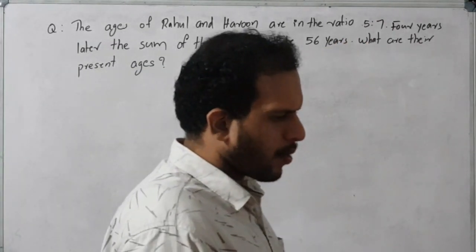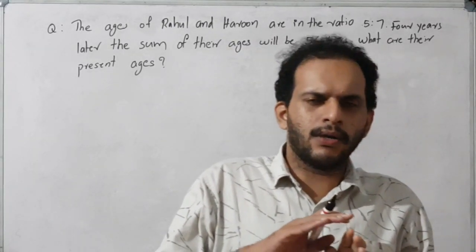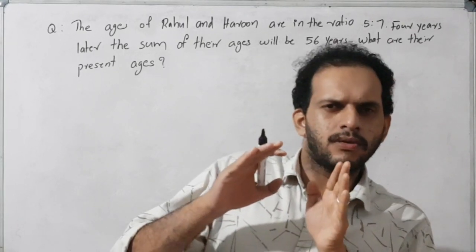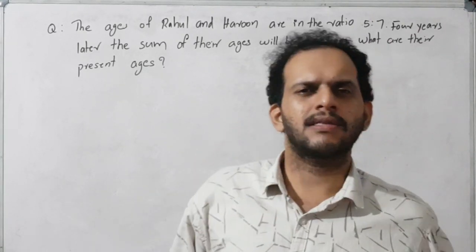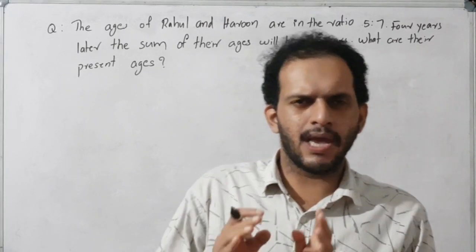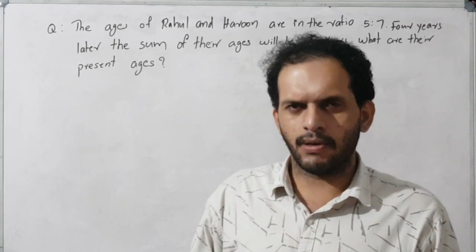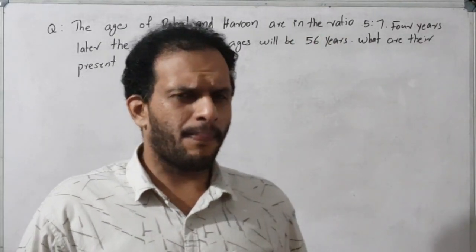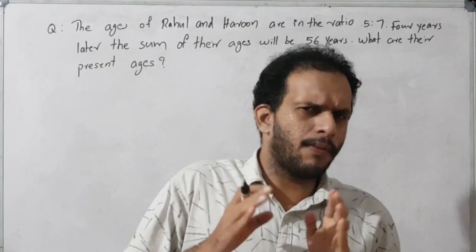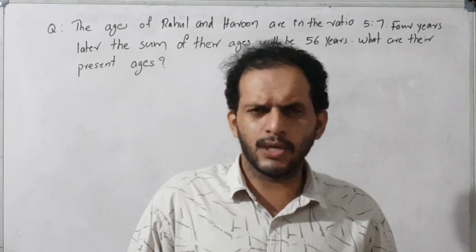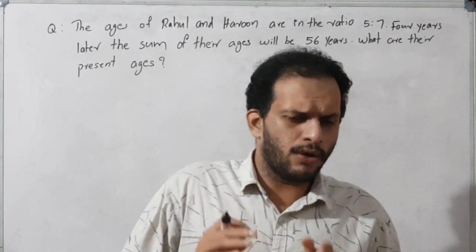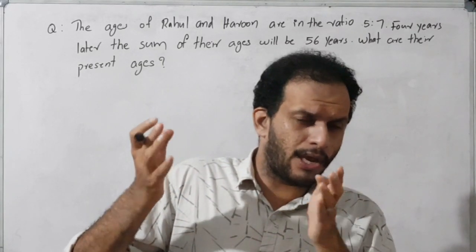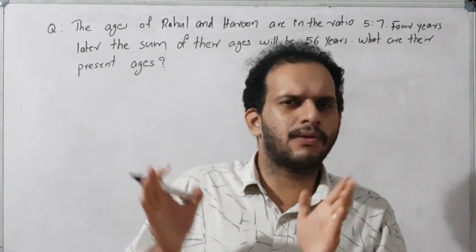Correct. So for questions based on ages, I told you we need to take the present ages as the variable. We take the present ages every time. Here the ratio of the present ages of the persons is given, so it's very easy to write. Whether it is given based on the ratio or otherwise, we always take the present ages.